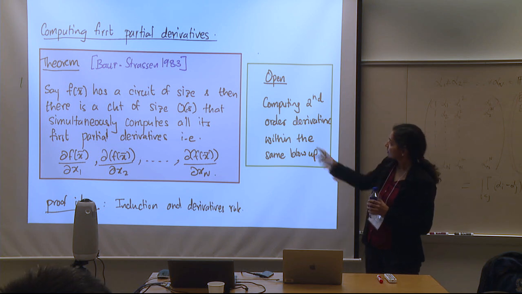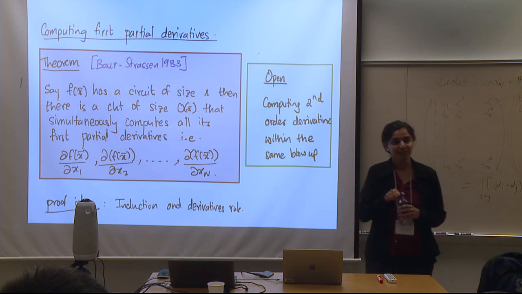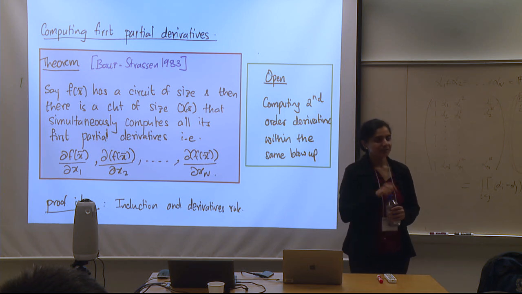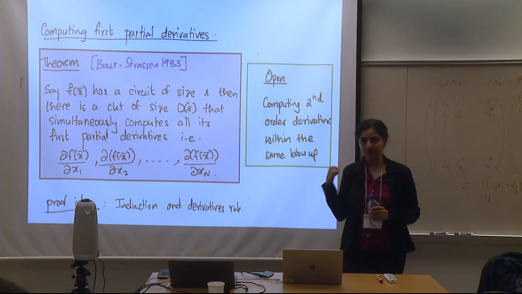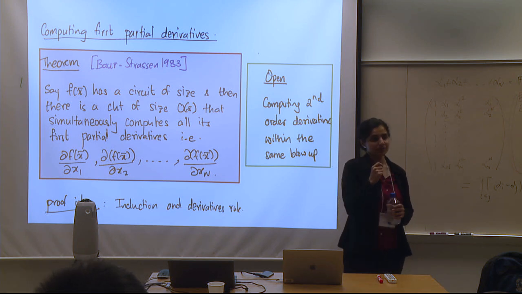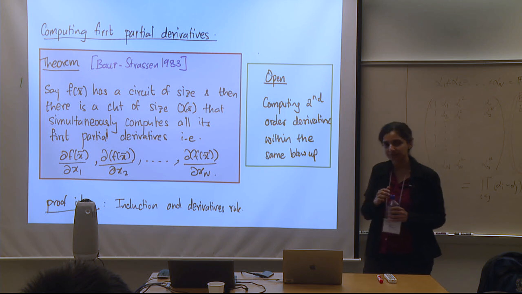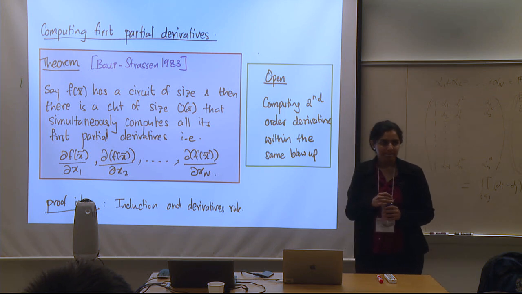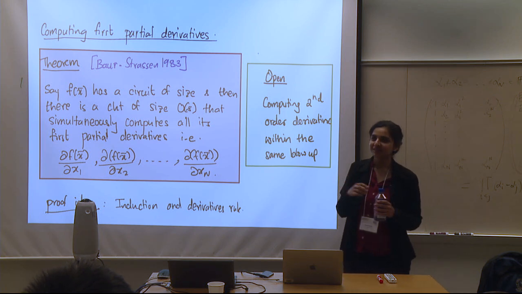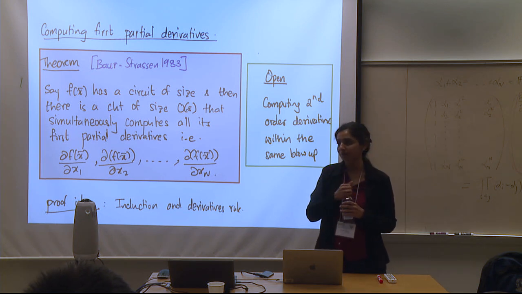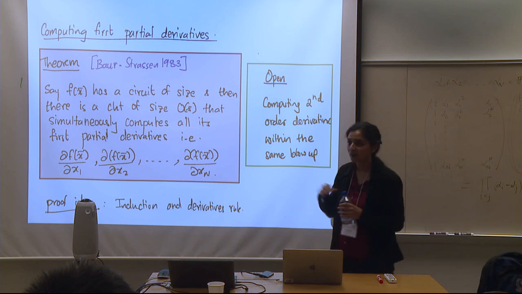What's interesting is we don't know how to do it for second order derivatives. In fact, in the problem sheet, I have a little problem for you. If you were able to do this efficiently for second order partial derivatives, you would improve the matrix multiplication exponent. It's a very simple reduction. It's in the problem sheet, so think about it. If you were able to compute second order derivatives, then you will in fact be able to improve the exponent for matrix multiplication. So this is a very interesting open question.